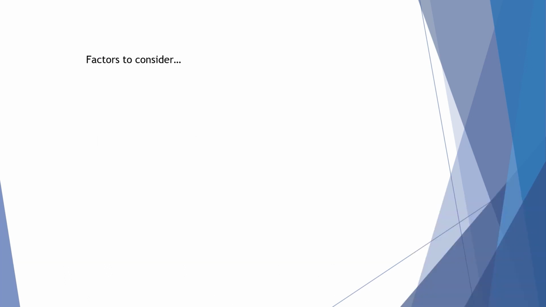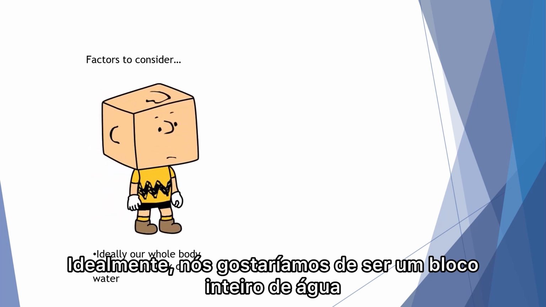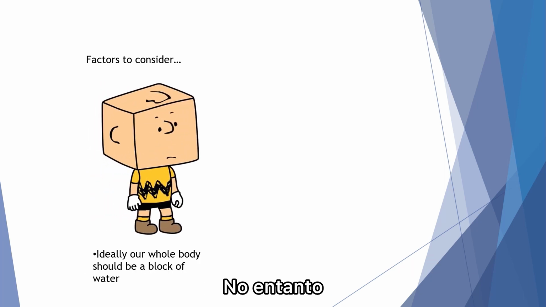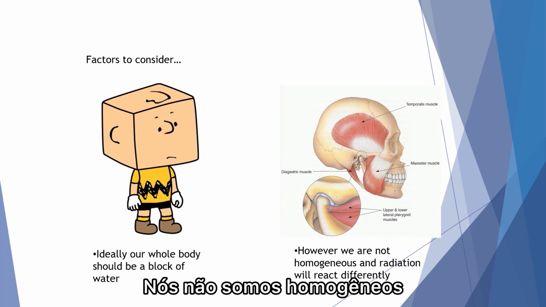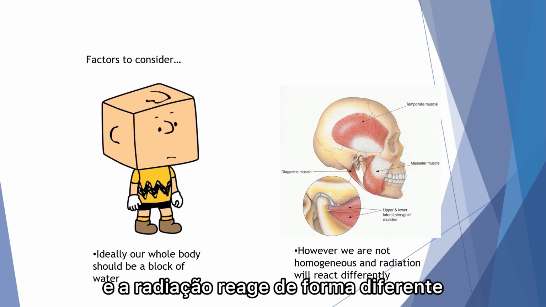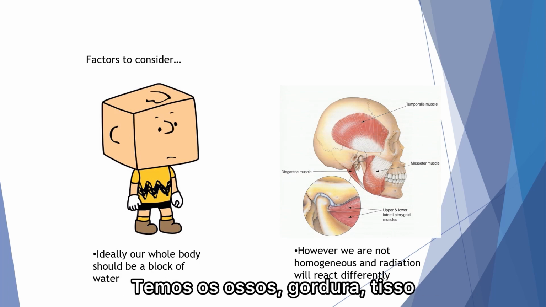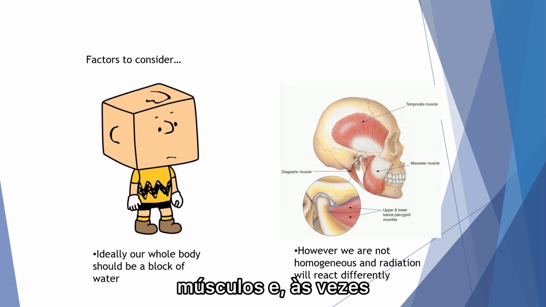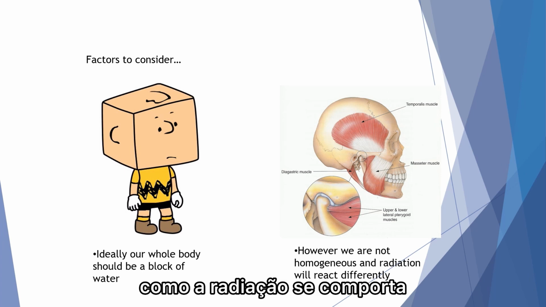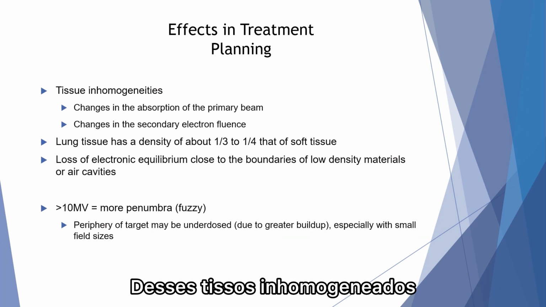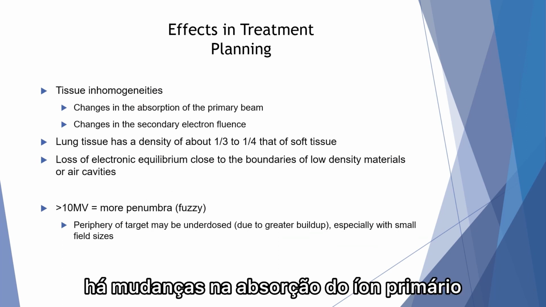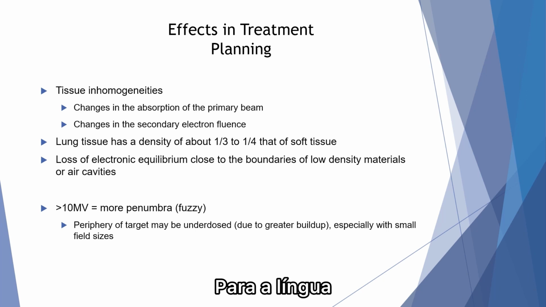A factor to consider is that ideally we would like to be a whole block of water. However, we are not homogeneous and radiation will react differently. We have bone, fat, tissue, muscles, and sometimes artifacts that affect how radiation behaves. From these tissue inhomogeneities, there are changes in the absorption of the primary beam.